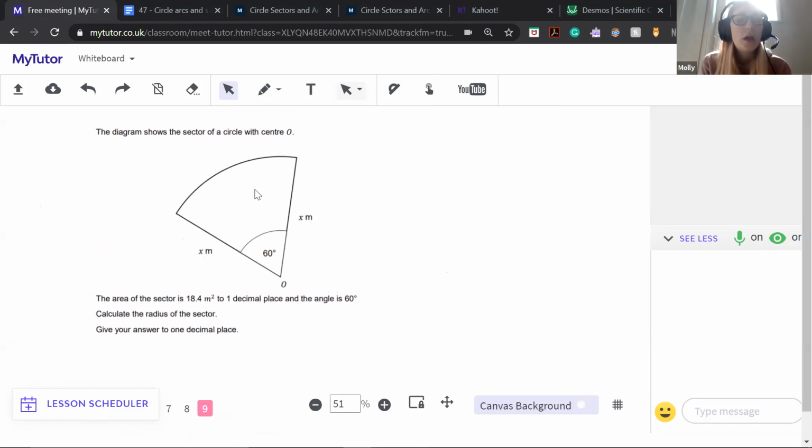So this diagram shows a sector of a circle with center O. And this time we don't know the radius, that's what we want to calculate, but we're given the area of the sector. So I'll give you 20 seconds or so to think about it, and then I'll go through it. You don't have to fully work it out, just think maybe about how you might do this question.